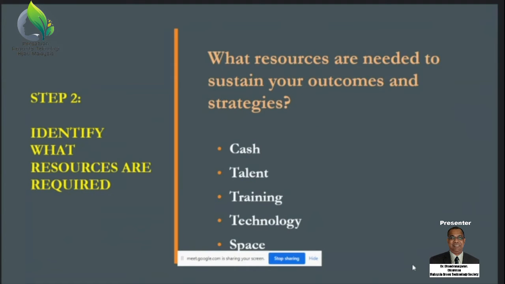Step 2, identify what resources are required. What resources are needed to sustain your outcomes and strategies? Okay, we can identify that we need 5. That is cash. Cash means funding, and funding means budget. Then we need talent. Talent is, of course, from the workforce or human resources. Next, you need training to educate. Then you need the support of technology to help you with your planning. And finally, the space of time, space of place, and so on.